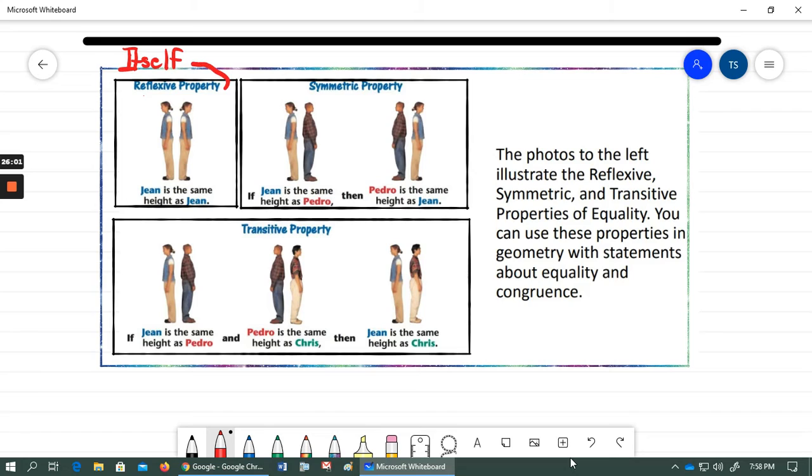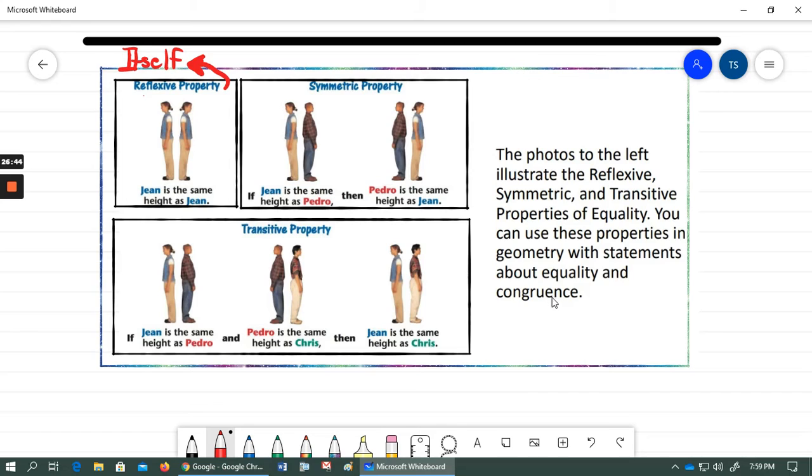With the reflexive property, think of it sort of like a reflection, like you're looking in a mirror. What do you see when you look in a mirror? You see yourself, right? So the reflexive property compares some type of value to itself, and that's the reflexive property of equality. Or it compares some geometric figure to itself, saying that it's congruent to itself, and that's the reflexive property of congruence.